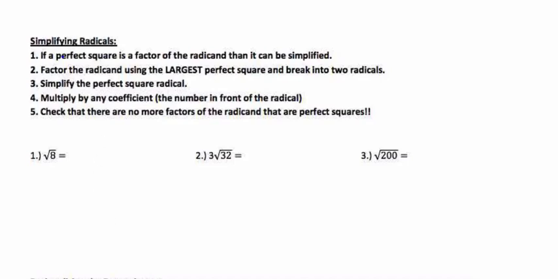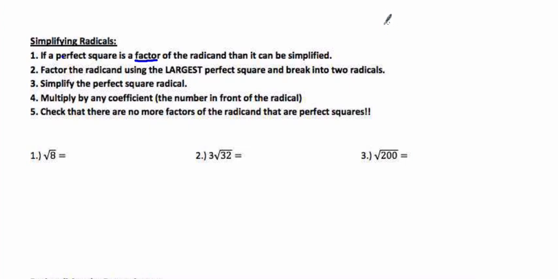So we have a few things that we're going to cover on how to simplify radicals. And the first thing is all about finding perfect squares that divide into a radical. And that means that you can simplify it. So if a perfect square is a factor of the radicand, then it can be simplified. So here we have our radicand, the 8, and we need to figure out, can a perfect square go in there evenly? If it can, then it's a factor.